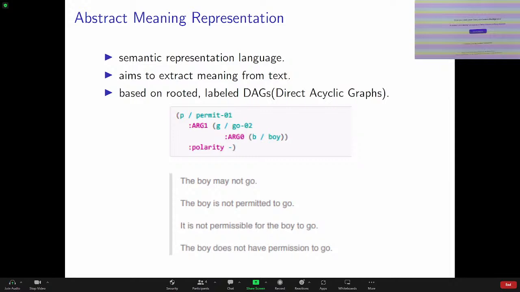As we can see, there are 4 sentences which have the same resulting structure. The boy may not go, the boy is not permitted to go, there is not permission for the boy to go, the boy does not have permission to go, are all transferred to the same representation. Also note that these representations are DAGs, meaning directed acyclic graphs.